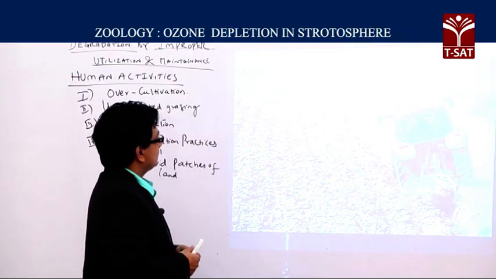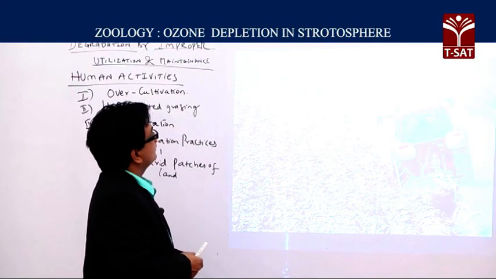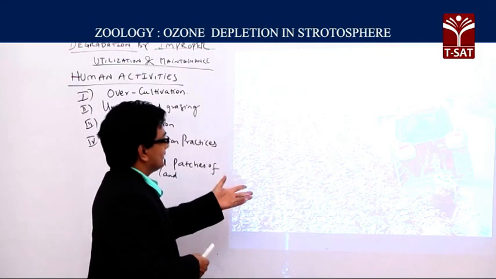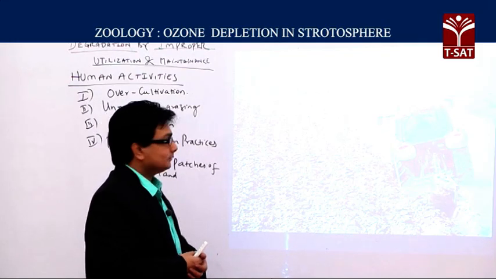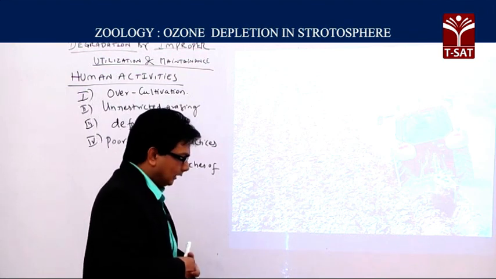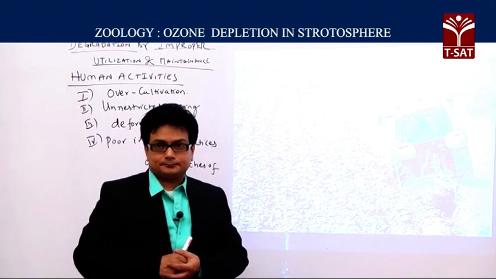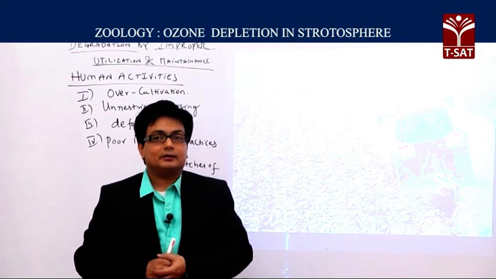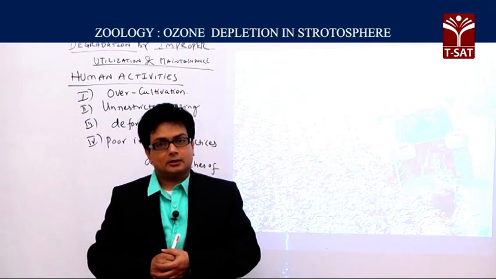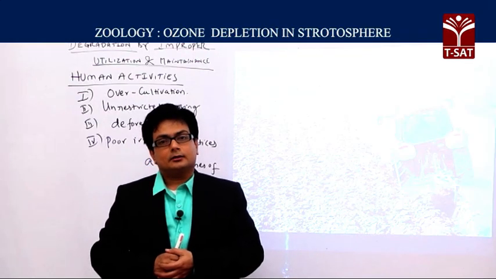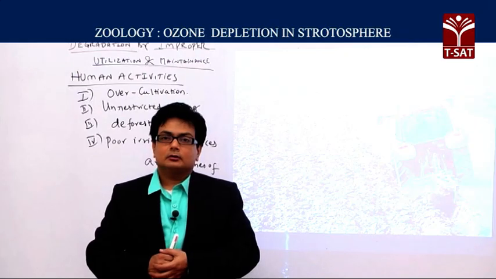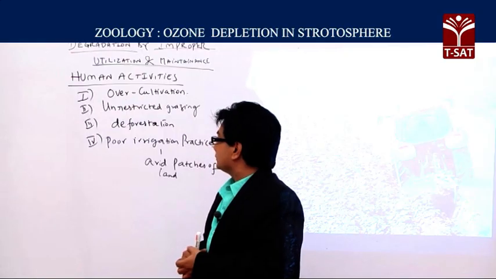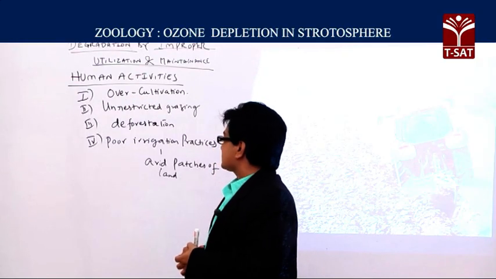Let's see. There's a picture which clearly makes us understand that it is like over cultivation, probably many times in a year, over cultivation, unrestricted grazing and deforestation. And we all are aware how serious it could be, how deleterious it could be when the deforestation continues without any break. The fourth one, poor irrigation practices.